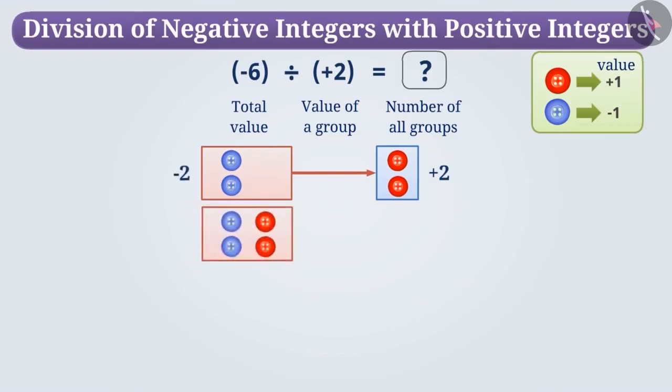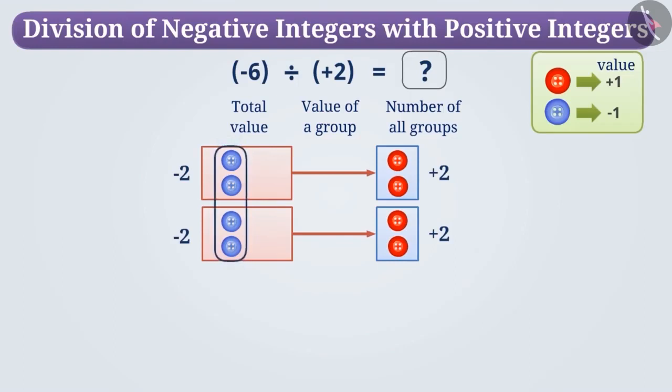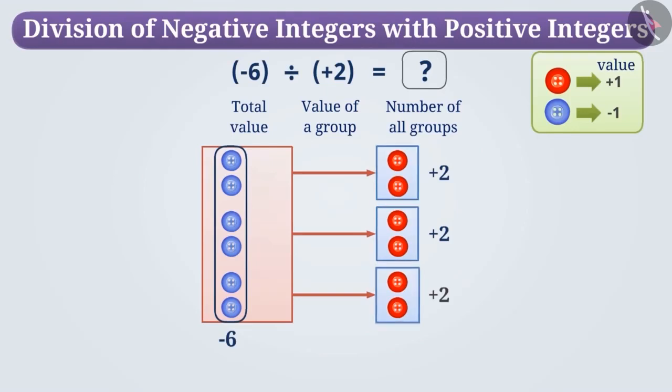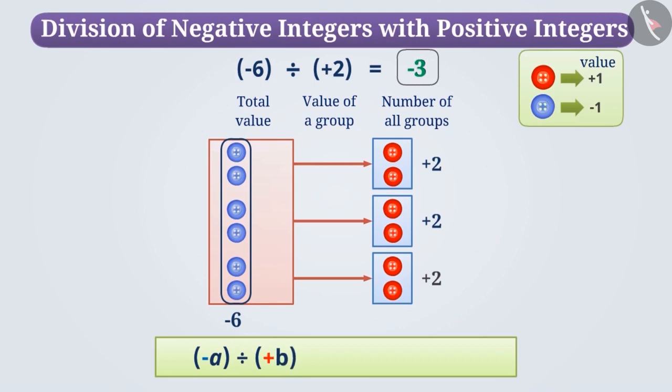Similarly, if we take 2 more zero pairs and subtract the value of 2 red buttons, that is +2, then we get 2 more blue buttons whose value is -2. Now there are a total of 4 blue buttons whose total value is -4. Similarly, now for the third time, we will take 2 zero pairs and subtract 2 red buttons, that is +2. This again gives us 2 blue buttons whose value is -2. We now have a total of 6 blue buttons with a total value of -6. We have formed a group of 2 red buttons, that is +2, 3 times and obtained -6. Therefore, -6 divided by +2 is equal to -3. Here the 3 shows 3 groups and the minus sign shows the action of subtraction. In broad terms, we can say that the quotient obtained by dividing a negative integer by a positive integer is negative. Your divisor cannot be 0.